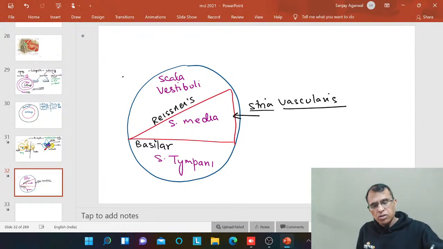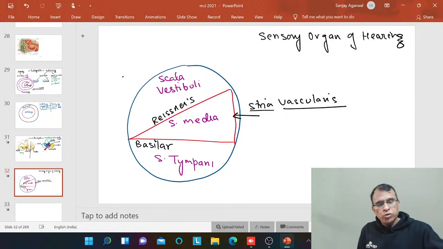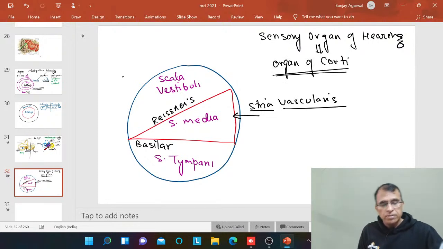But the most important thing in the cochlea is the sensory organ of hearing, without which you cannot hear. That's why it's called the sensory organ, and it has a name. The name of the sensory organ is the organ of Corti. Now, in the cochlea, besides the membranes, the compartments, the shape, the base end, the apex end, and how many coils, the only other thing you have to know is about this organ of Corti.